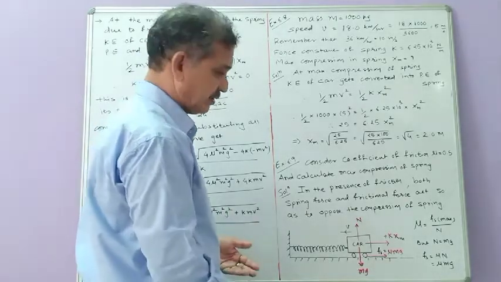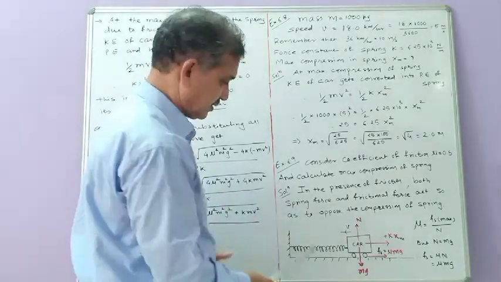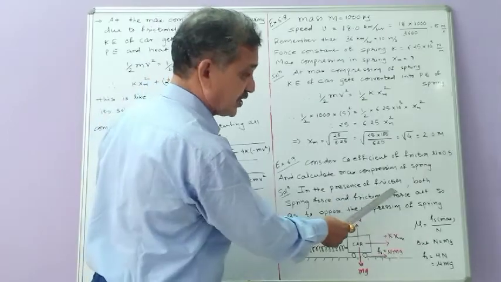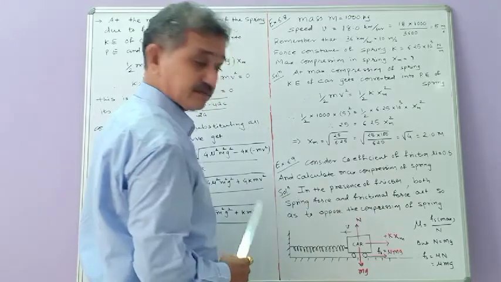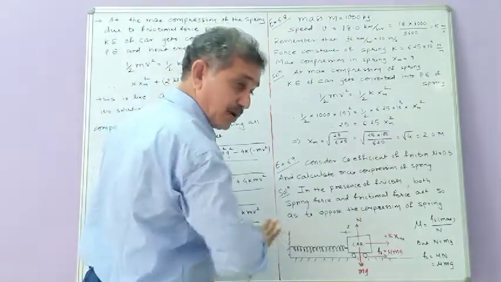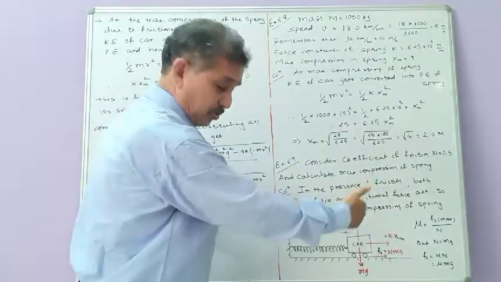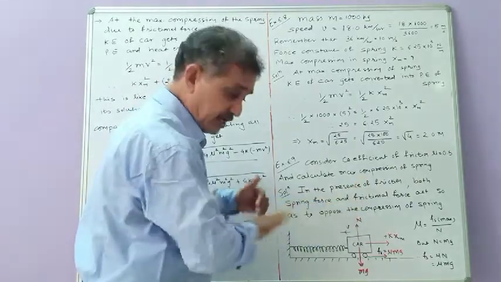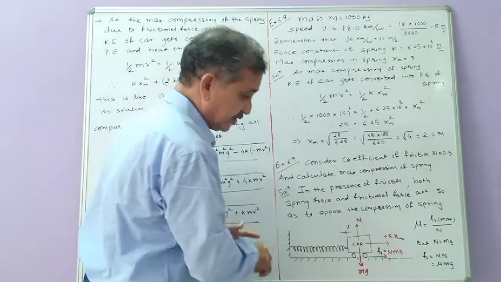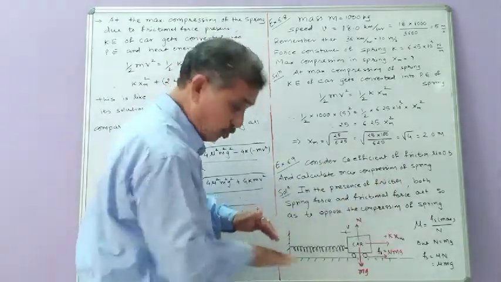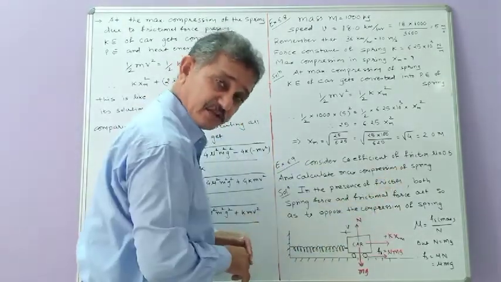You can write here, there is another concept. In the presence of friction, both spring force and frictional force act. तो यहाँ पे कार के ऊपर इस डायरेक्शन में क्योंकि स्प्रिंग कॉम्प्रेस होती है, तो इस डायरेक्शन में स्प्रिंग फोर्स भी लगेगा. एट द सेम टाइम कार इस तरह से आ रही है तो अपोजिट डायरेक्शन में मतलब इसी डायरेक्शन में फ्रिक्शनल फोर्स भी लगेगा.